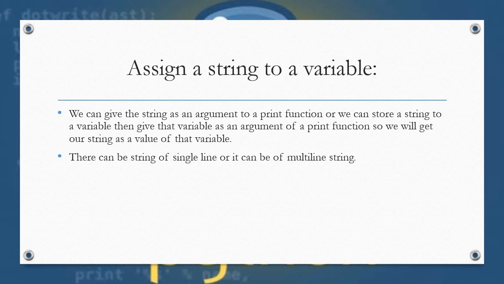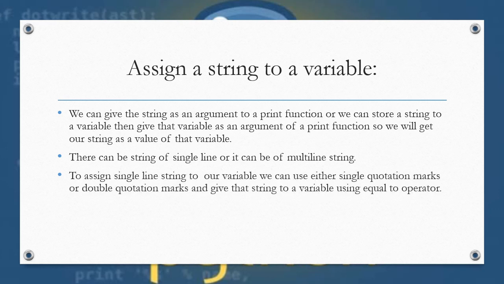Now there can be a string of a single line, or it can be a multiple-line string. Now you can't just store that string the same way. Firstly, let's do one thing. You want to store a string which is having only one line, and you want to store a paragraph which is having multiple lines. Now to assign a single-line string to our variable, we can use either a single quotation mark or a double quotation mark and give that string to a variable using the equal to operator. This is used for a single-line string.